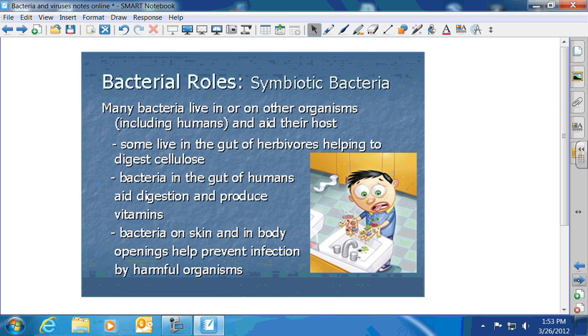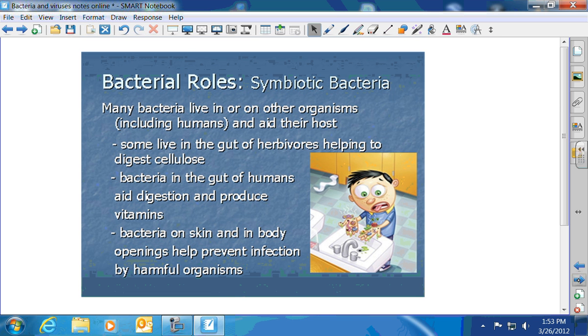Bacteria can convert nitrogen from the air to a usable form of nitrogen that plants can use. They're also decomposers. They can recycle dead organisms, releasing the nutrients back to the environment for use by other organisms. So we need decomposers.